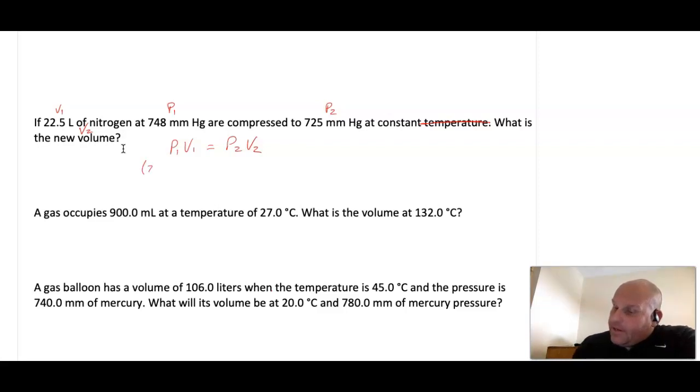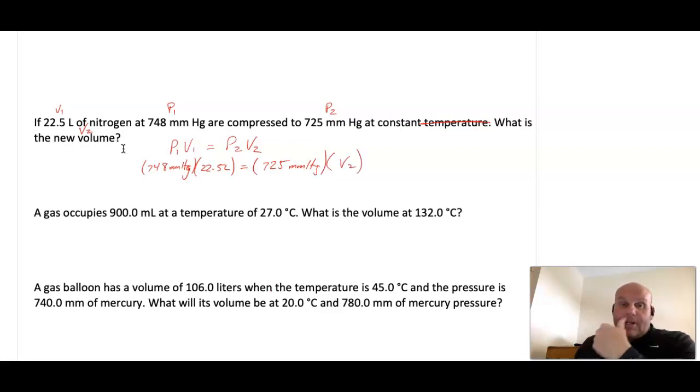So we said P1 is 748 millimeters of mercury. V1 is 22.5 liters. P2 is 725 millimeters of mercury. And V2 was what we were looking for. Okay, quick multiplication and division, and I can get my answer for my new volume here.